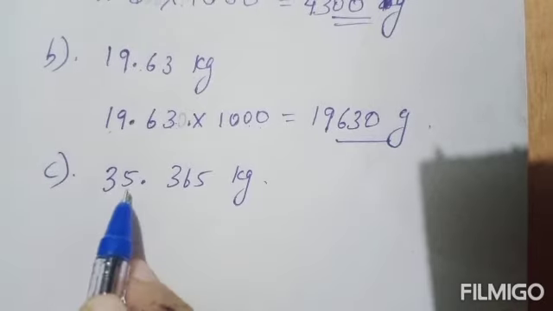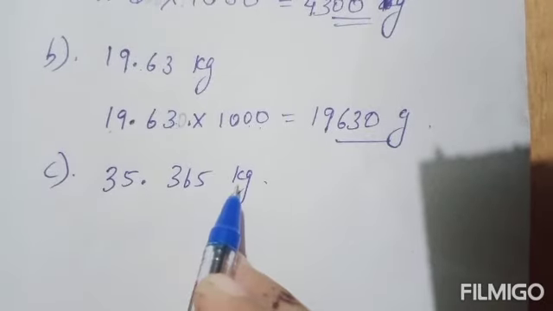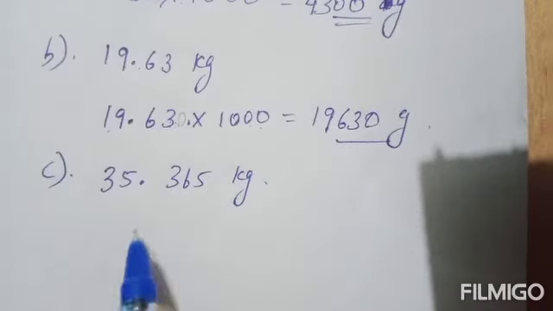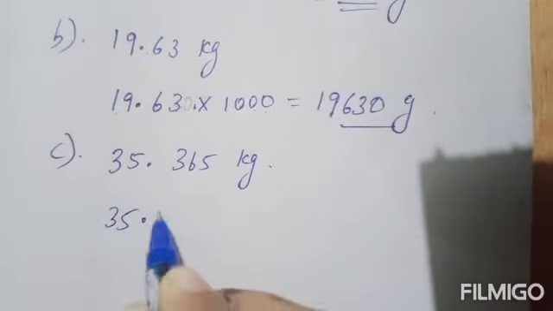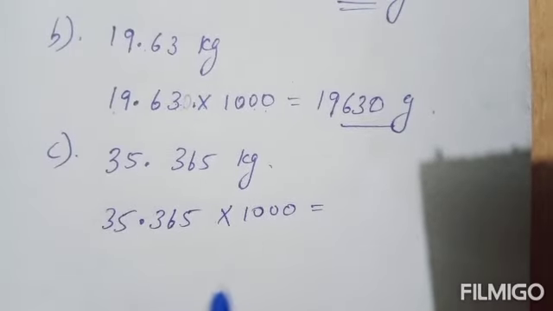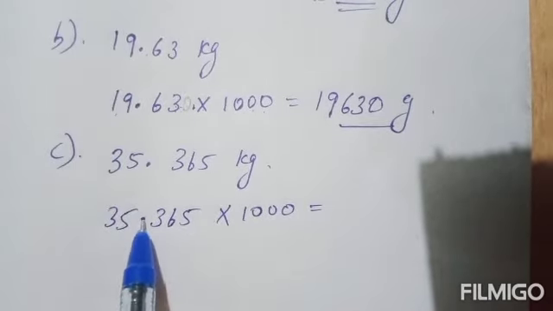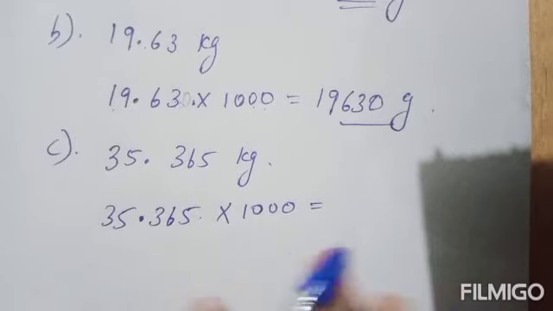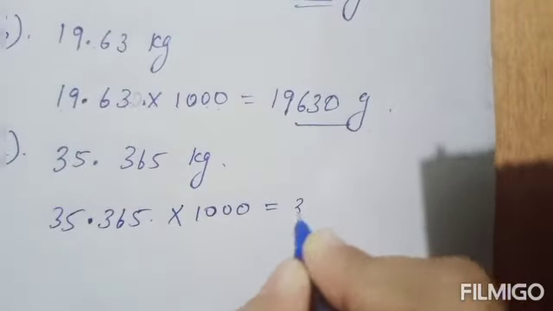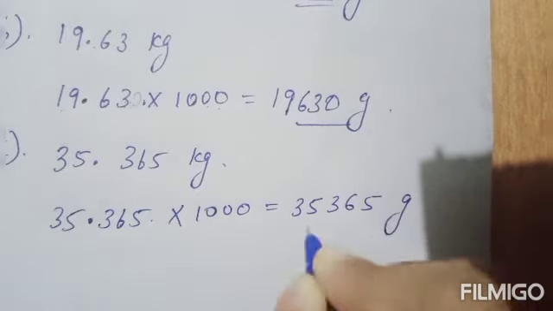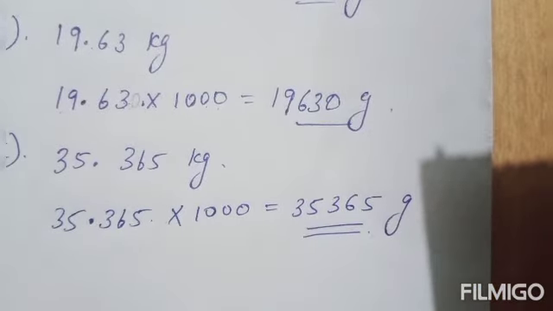Next C, 35.365 kilogram. In order to convert kilogram to gram, just multiply by 1000. So 35.365 you multiply by 1000. What you will get? This decimal point will move 3 places to the right. Okay, so this is 1, 2, 3. After this decimal point will come. Okay, so 35,365 gram. This will be the answer. Okay.